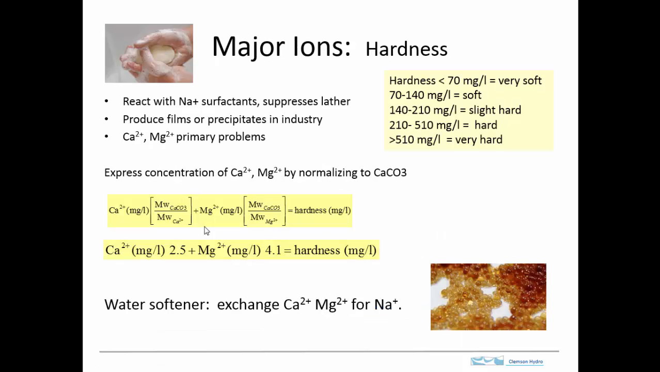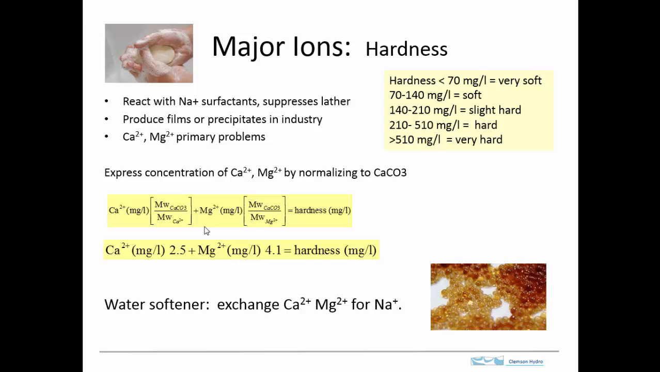Okay, so the major ions that we've been looking at are just in a general sense. There are some specific ions that are particularly important for different applications. And calcium and magnesium are important because of how they create films and interact with surfactants. And so there are a variety of reasons why this can cause problems, anywhere from affecting how you can shower to industrial processes that might get clogged up by these films.